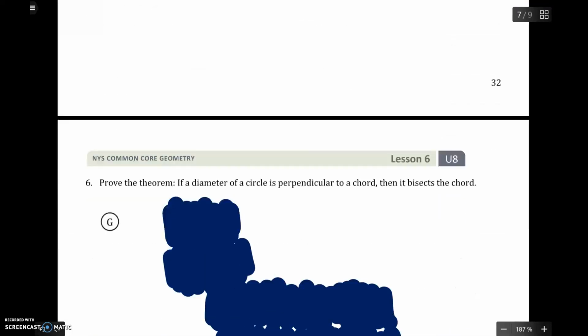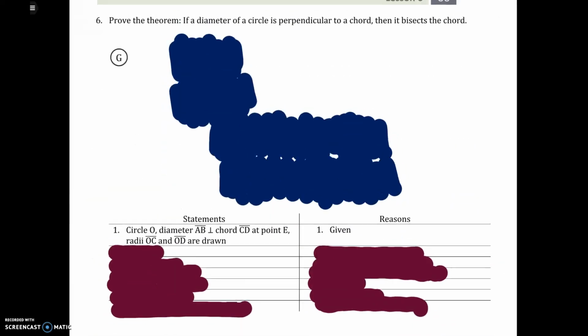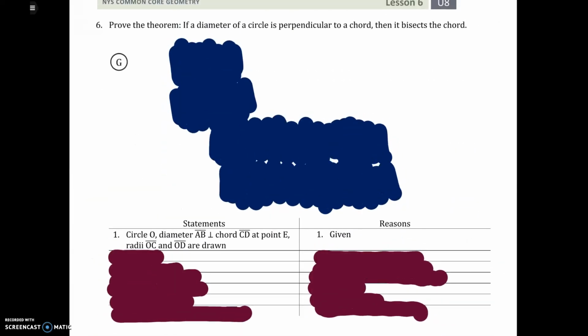And then lastly, number 6. This one's a little different because we have to draw our own picture. So we have to have a circle. It says if a diameter is perpendicular to a chord. So we're going to draw a diameter in, we're going to draw a chord in, and we're going to say the given is that they are perpendicular. I'm going to call it center O, and I'm going to name where they intersect E.